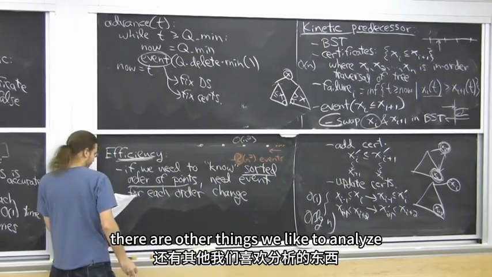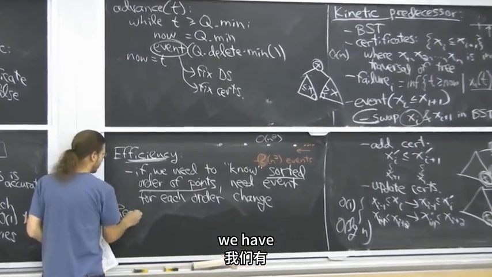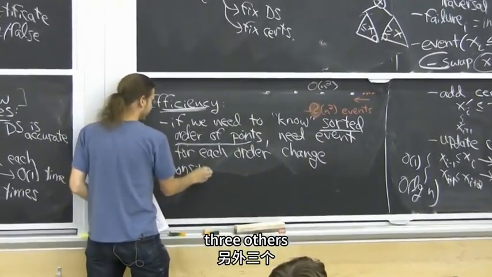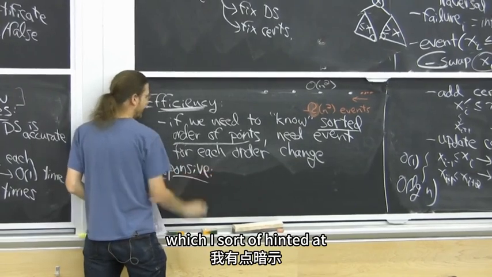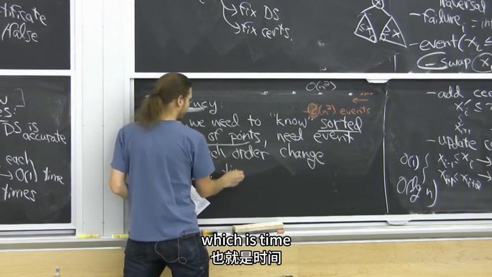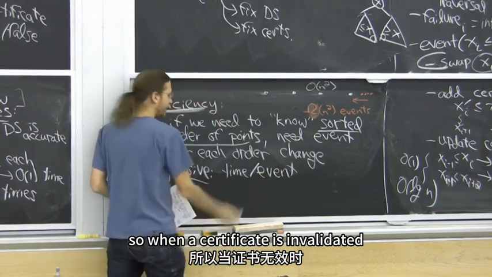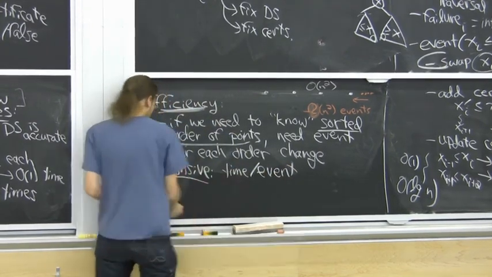There are other things we like to analyze. Efficiency is one of them. We have three others, which I sort of hinted at. There's responsiveness, which is time spent to do an event. So when a certificate is invalidated, how much time does it take to do that?